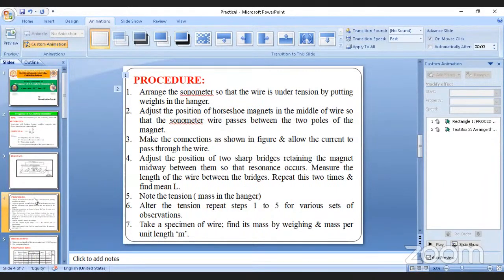Third, make the connection as shown in figure and allow the current to pass through the wire. Fourth, adjust the position of two sharp bridges, keeping the magnet midway between them so that resonance occurs. Measure the length of the wire between the bridges. Repeat this two times and find mean L. Fifth, note the tension. Sixth, alter the tension. Repeat steps 1 to 5 for various values of tension. Seventh, take a specimen of wire. Find its mass by weighing and find mass per unit length m.